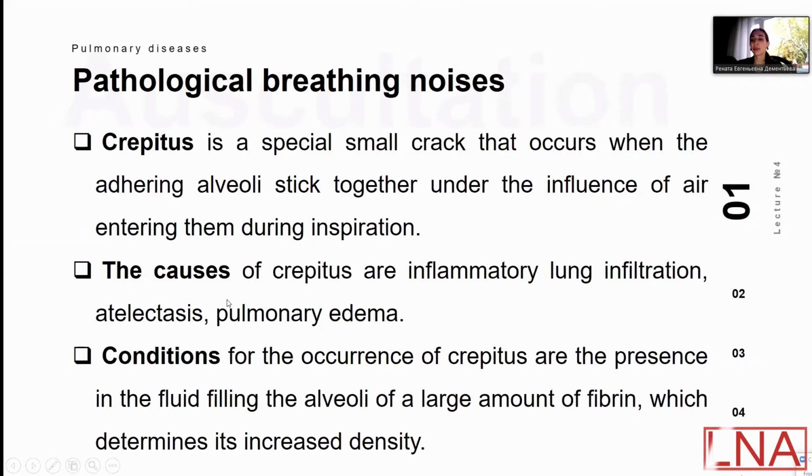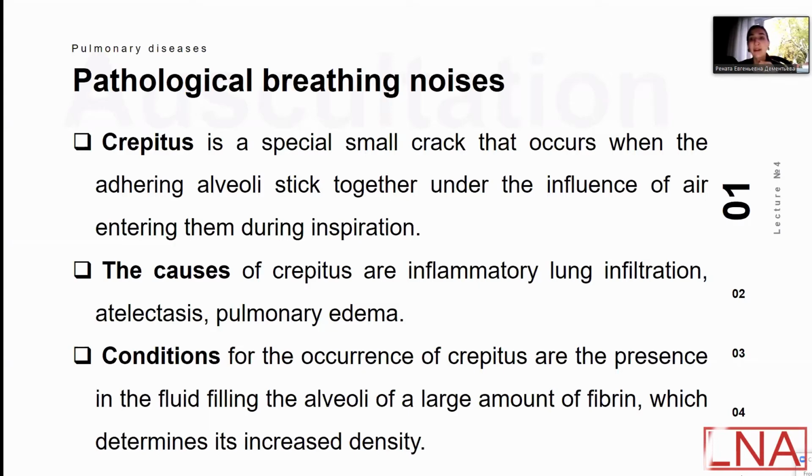Next type of pathological breathing is crepitus. Crepitus is a special small crack that occurs when the adhering alveoli stick together and are separated under the influence of air entering them during inspiration. The causes of crepitus are inflammatory lung infiltration, atelectasis, and pulmonary edema. The condition for the occurrence of crepitus is the presence of fluid filling the alveoli with a large amount of fibrin, which determines its increased density.